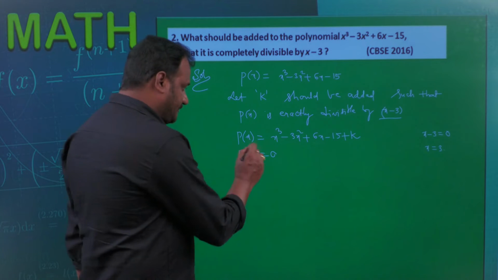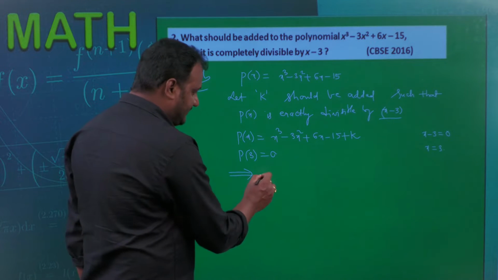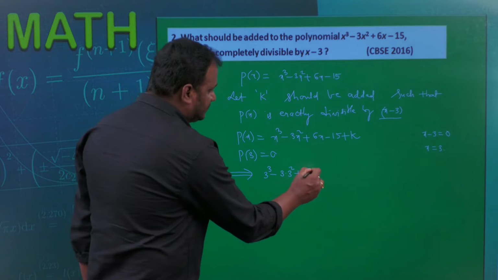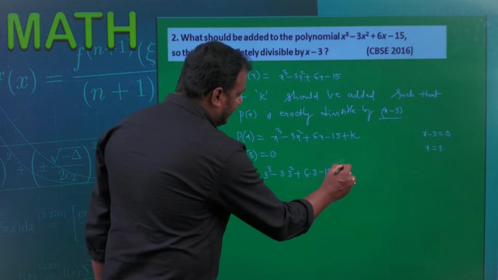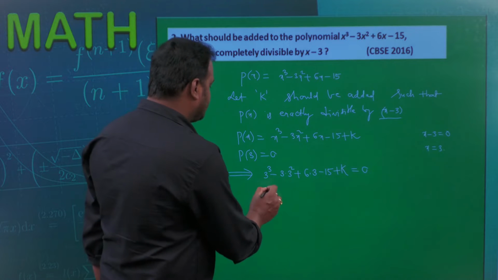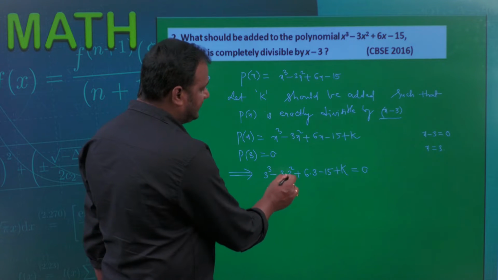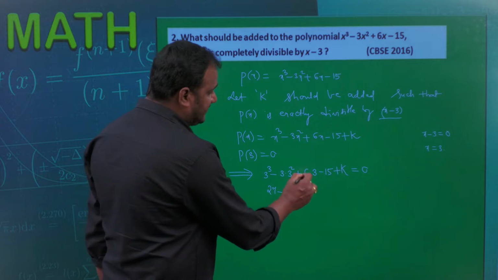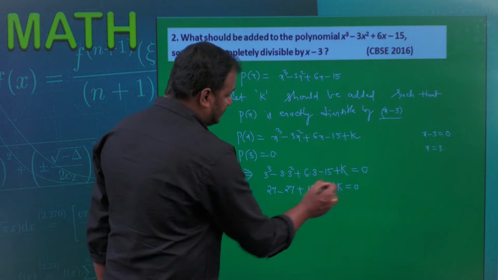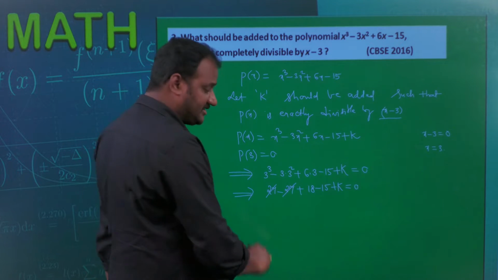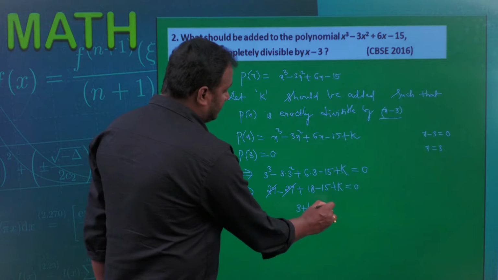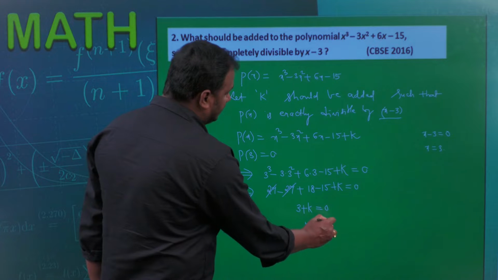It means p of 3 is equal to 0. Hope you understand. So substitute 3 in the place of x. It would be 3 cube minus 3 into 3 square plus 6 into 3 minus 15 plus k, which is going to be 0. Now 3 cube is 27, minus 3 into 3 square is 3 cube, again 27, 6 3s are 18, minus 15 plus k is equal to 0. So minus 27 plus 27 gets cancelled. 18 minus 15 is 3, plus k is equal to 0. Therefore the value of k is going to be negative 3.